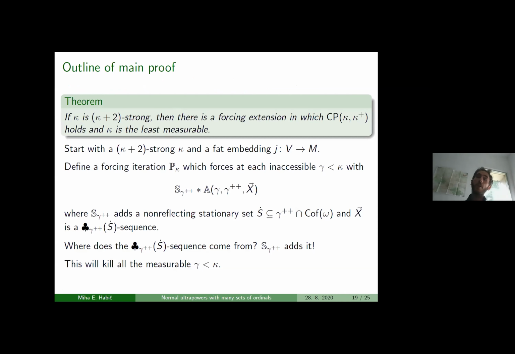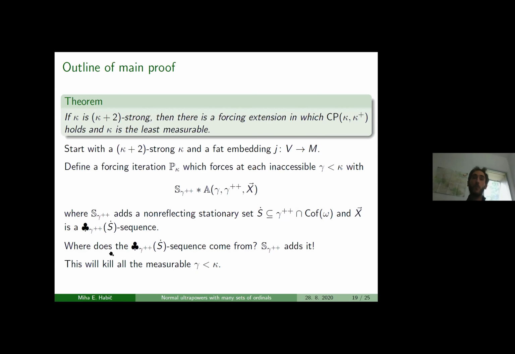All right. So we're going to start with a fat embedding coming from this kappa plus 2 strong kappa. This fat embedding captures all the subsets of kappa plus and much more. And we define this forcing iteration, right? So at every inaccessible gamma less than kappa, we're going to force with this S gamma double plus, which is going to add a non-reflecting stationary set. And then after this, we force with the Apter-Scheller forcing to add gamma double plus many new subsets to gamma using this club gamma double plus of S dot sequence, right? S dot was the non-reflecting stationary set that we added.